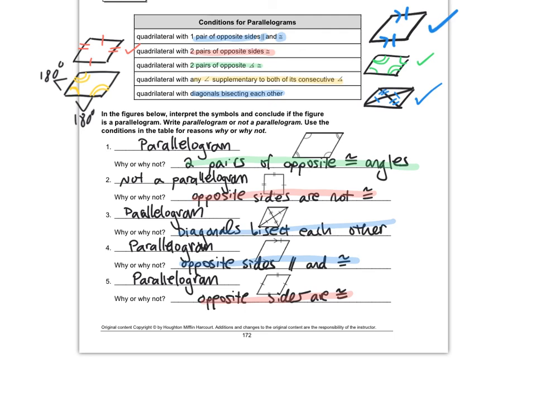So you can see you can use conditions for parallelograms to determine whether a given diagram, a given shape is a parallelogram or not.